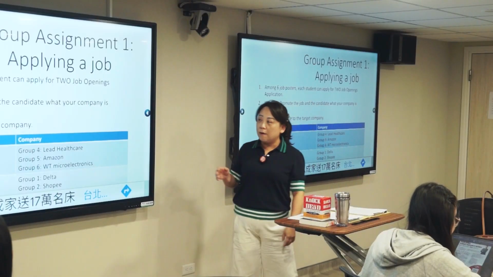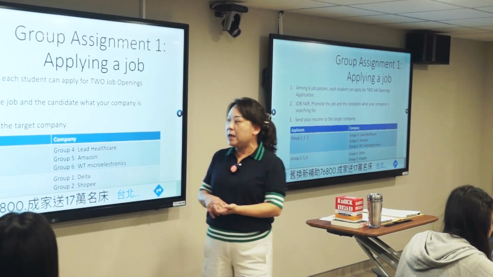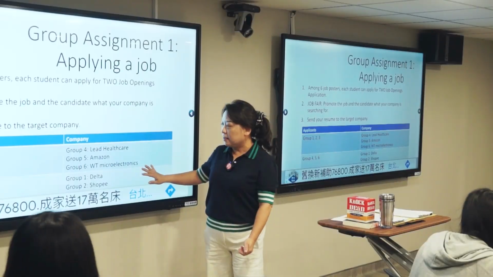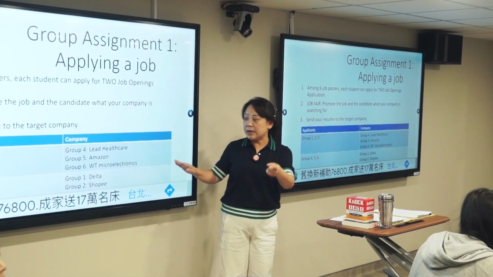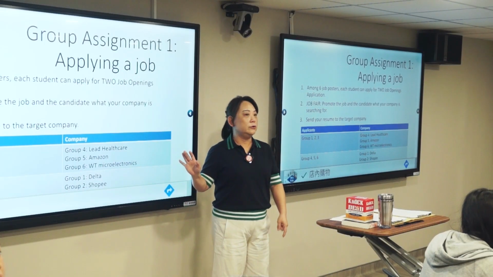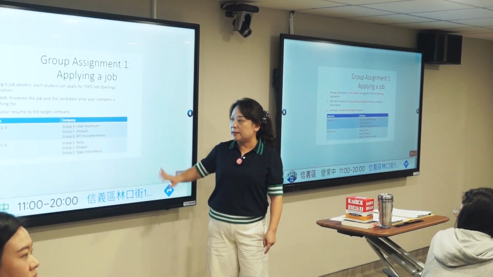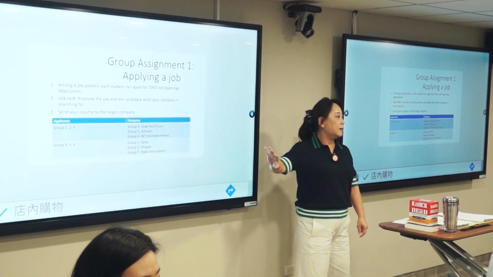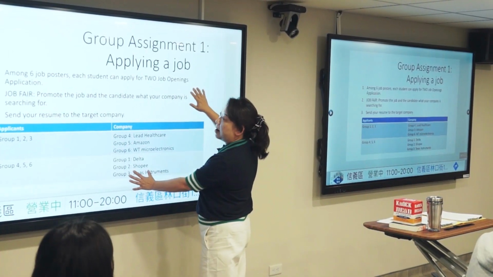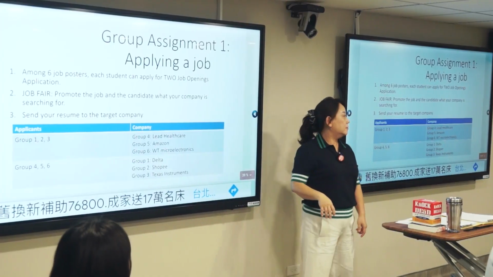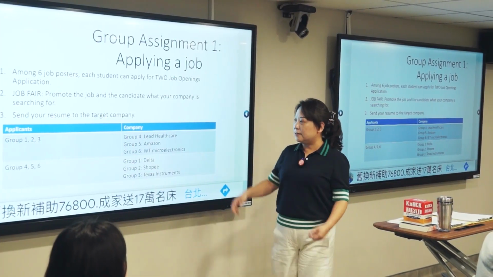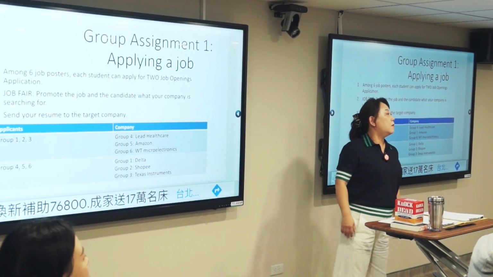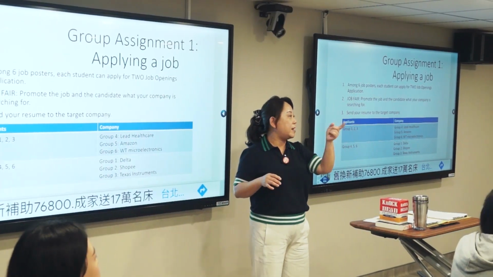All right. So the companies: we have group 1, 2, 3, 4, 5, and 6. Group 1, Delta. Where is Delta? Right here. Shopee, group 2, over here. How about group 3, Texas Instruments? Okay. And then Lead Healthcare. Okay. 5, Amazon, right here. And group 6 is WT Microelectronics. Oh, okay. Everybody, you see your poster over there, right?